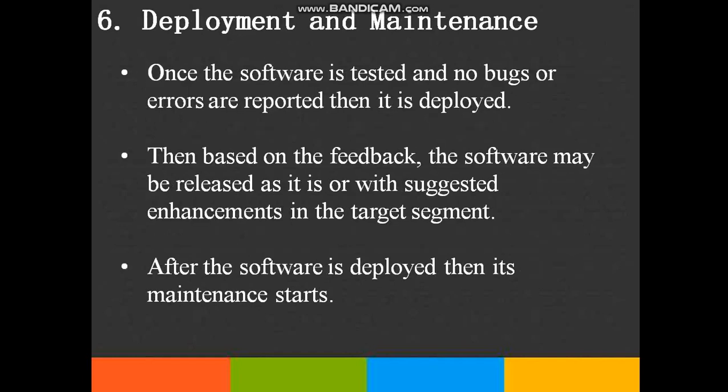Deployment and maintenance. This is the last stage of SDLC. Once the system or software is tested and no bugs or errors are reported, then it is deployed. Then based on the feedback, the software may be released as it is or with suggested enhancements in the target segment. After the software is deployed, its maintenance starts.